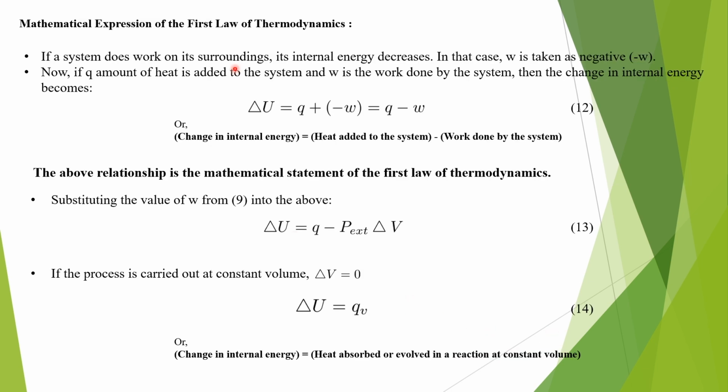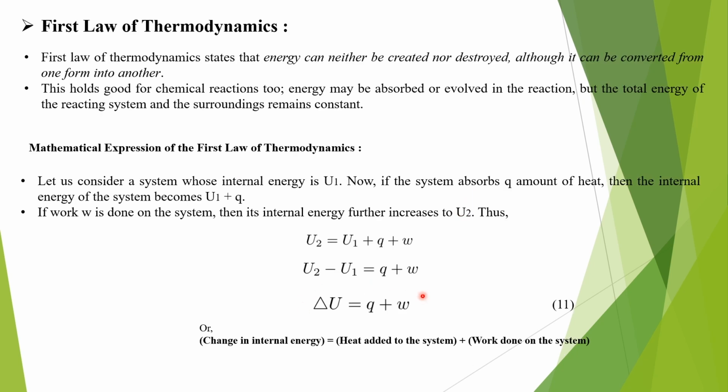If a system does work on its surroundings, its internal energy decreases. In that case, W is taken as negative. Now, if Q amount of heat is added to a system and W is work done by the system, then the change in internal energy becomes Q minus W. So the change in internal energy here is the heat added to the system minus the work done by the system. The above relationship is the mathematical statement of the first law of thermodynamics. So we mainly consider this expression: delta U is Q plus W.